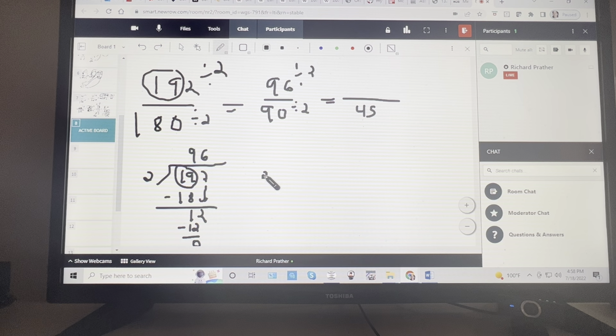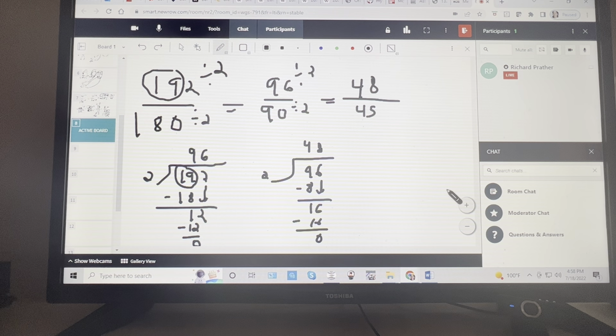And then for 96, you might have to do this. 2 goes into 9 4 times. 4 times 2 is 8. Bring down the 6. 2 goes into 16 8 times. 8 times 2 is 16. No remainder. So that's 48. 4 plus 8 is 12, 4 plus 5 is 9. Both of these numbers divide by 3, or you could start breaking them down into prime numbers if you want.